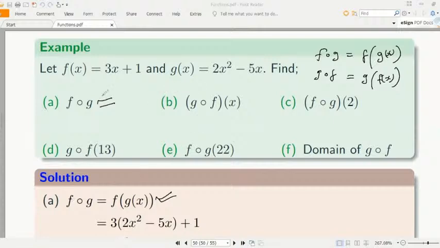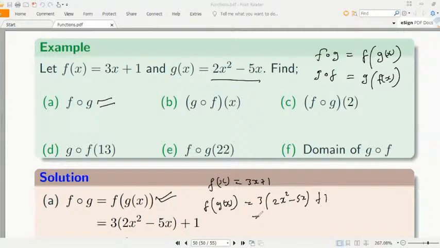We are given the equation of f of x as 3x plus 1. Now plug in g of x. So if I plug in g of x, where there is x, write g of x. Then there is plus 1. So what do you get? 6x squared minus 15x plus 1. And that is the answer.